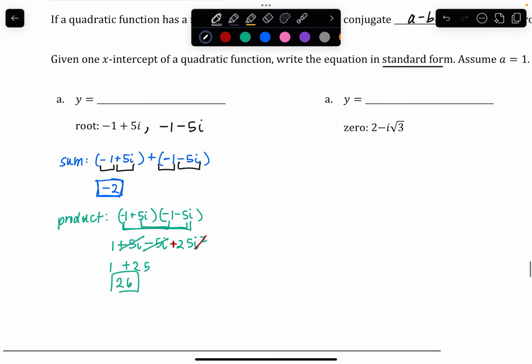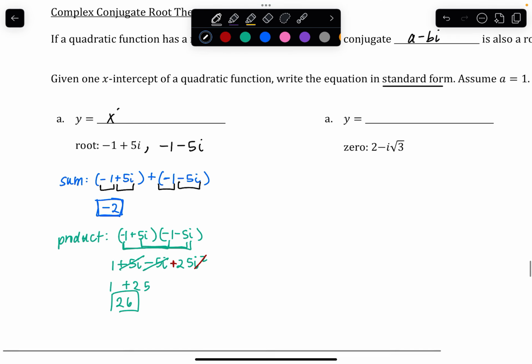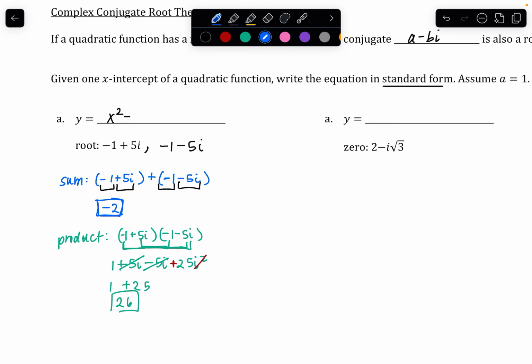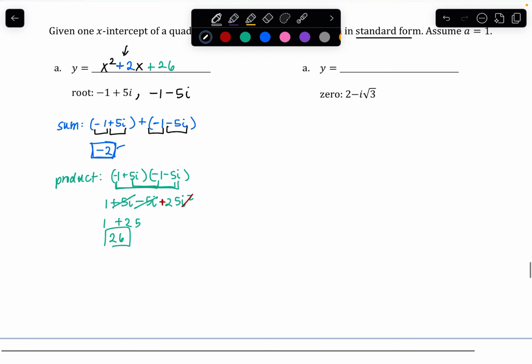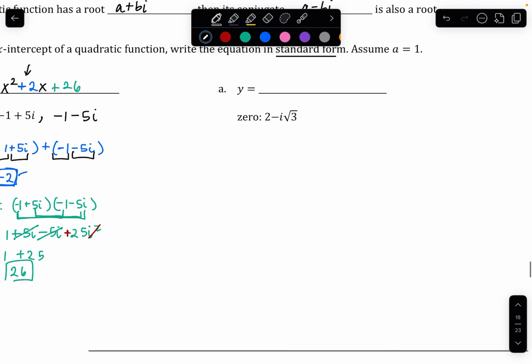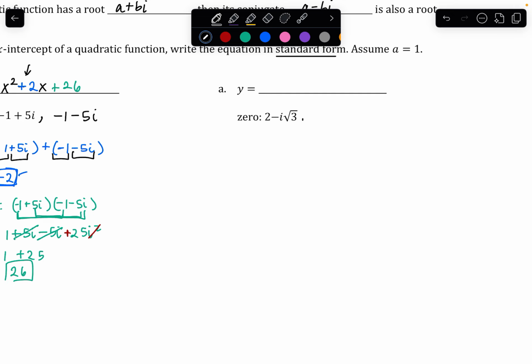And so by the sum and product rule, we have x squared minus the sum, which is -2. So this is going to end up being +2 with the x, and then my constant term is the 26. So make sure you do opposite for your b value for the sum. Okay, for this next one, I have 2 minus i root 3, and so 2 plus i root 3 will be my other root.